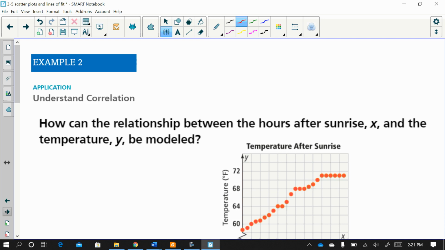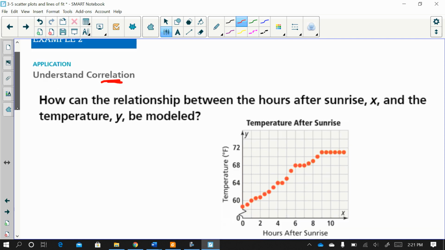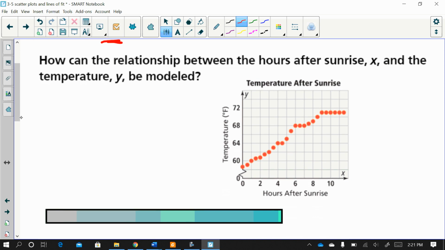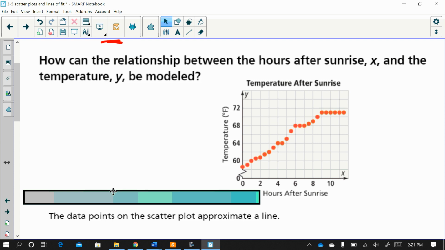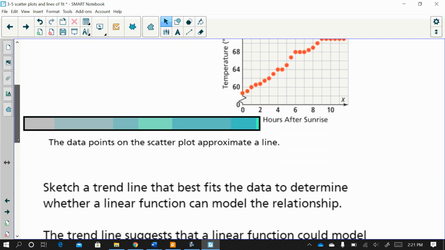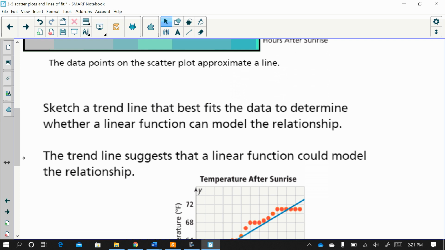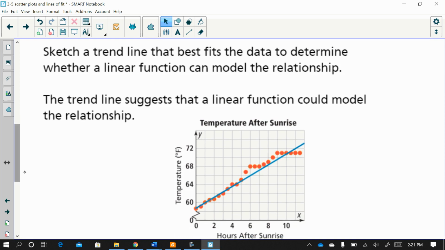All right, so the next thing we're going to talk about is correlation. Notice the word related in there. So how can the relationship between the hours after sunrise x and the temperature be modeled? Well, we said this has a positive association earlier. Notice also they kind of approximate a line. So to figure this out, we're going to sketch a trend line that best fits the data to determine whether a linear function can model this relationship.